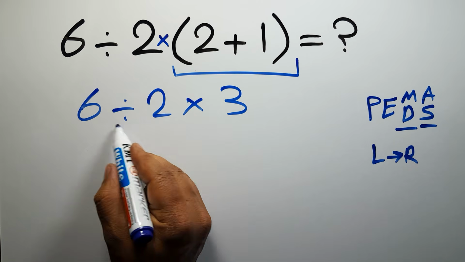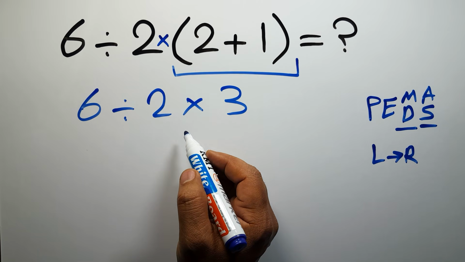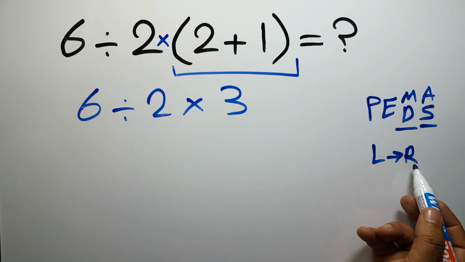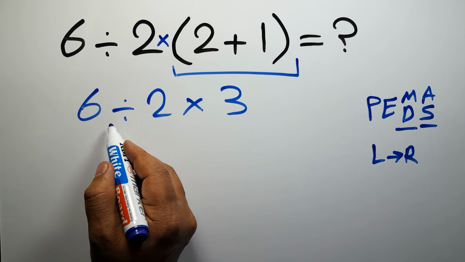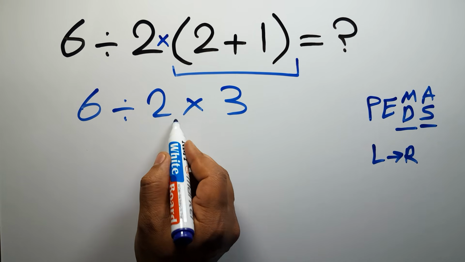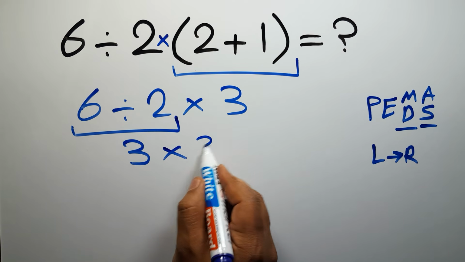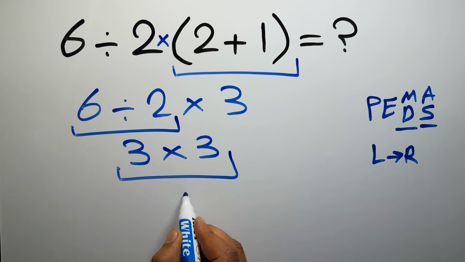Now we have one division and one multiplication. As I said, multiplication and division have equal priority and we have to work from left to right. So here first we have to do this division. 6 divided by 2 gives us 3. So 3 times 3, which equals 9. And this is our final answer to this problem.